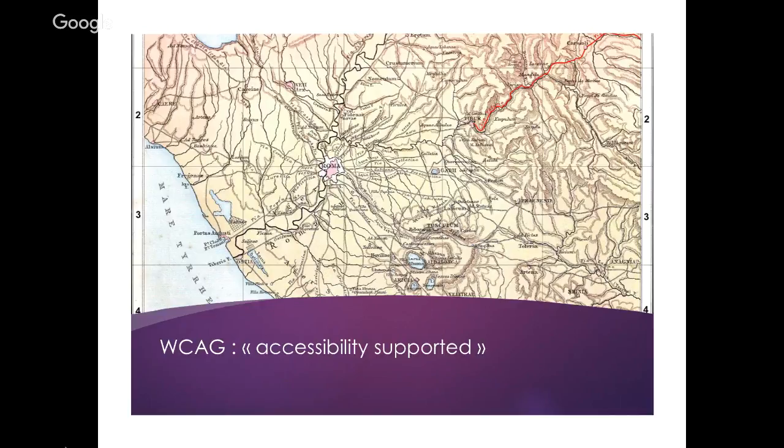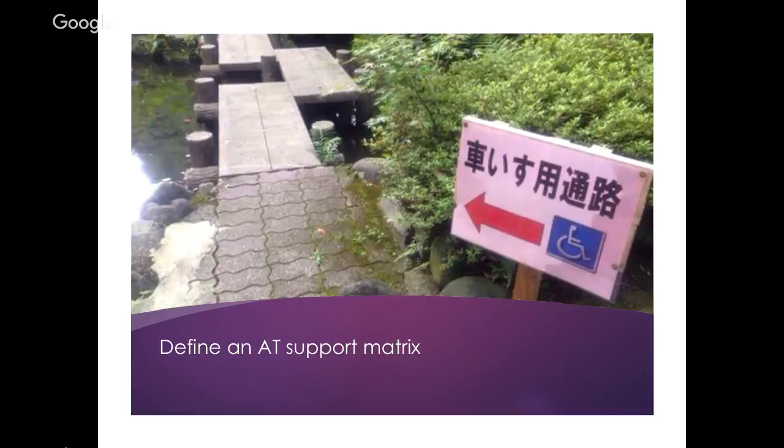So you need to define the scope of your users and assistive technology. That's why I'm calling it an assistive technology support matrix. You can do it the same way as you do a browser matrix for supported browsers.